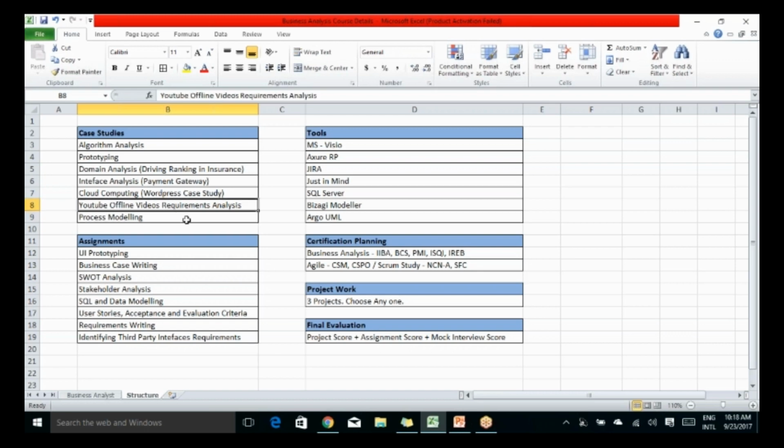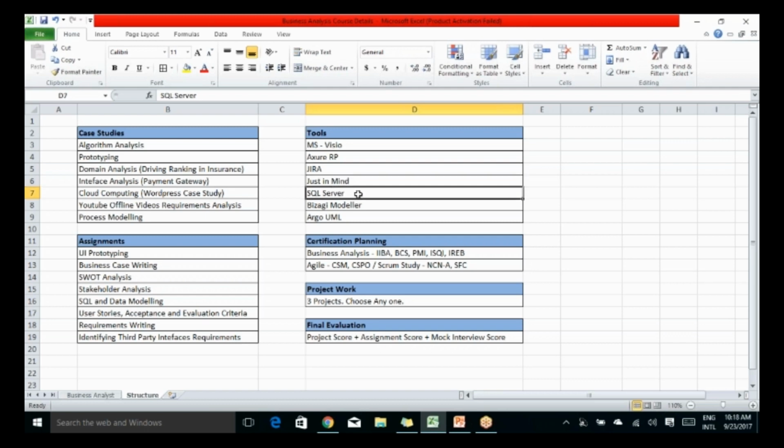Then we would be covering case studies on how video management sites work, and how we would gather requirements around that. We would be covering some process flows in process modeling. These are the tools which we would be using: Microsoft Visio, Axure RP, that is Rapid Prototyping. This tool is used for prototyping to create screen mockups. Then we would see the Jira tool, which is used for requirements management. Then Just in Mind is again one of the prototyping tools.